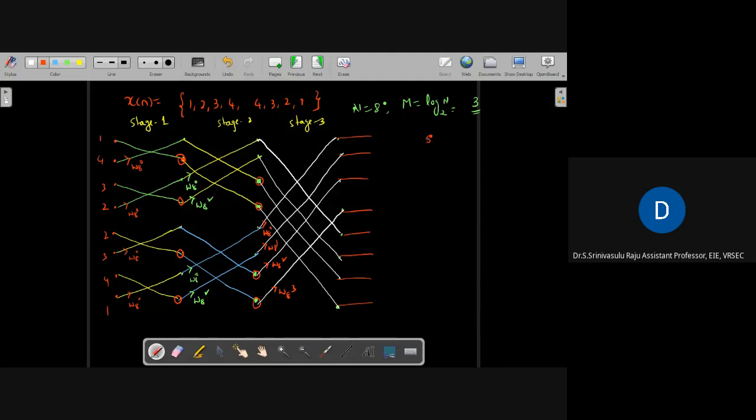Stage 2 calculations, stage 2 calculations, and stage 3 calculations, and just place the values here if you are feeling difficulty. So this is the simple procedure for the DIT algorithm. This shows DIT, decimation in time fast Fourier transform, or radix-2 DIT algorithm. Okay, ma'am. So any doubts until this one?